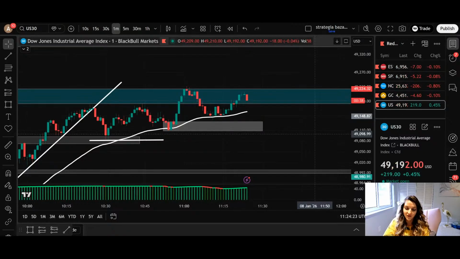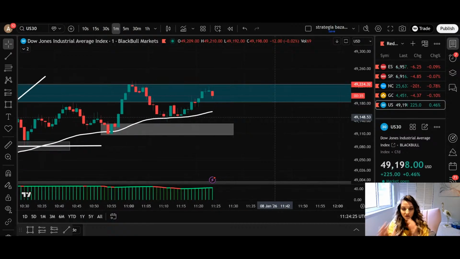You see, I don't know. Look at this. It still rejected this blue area.